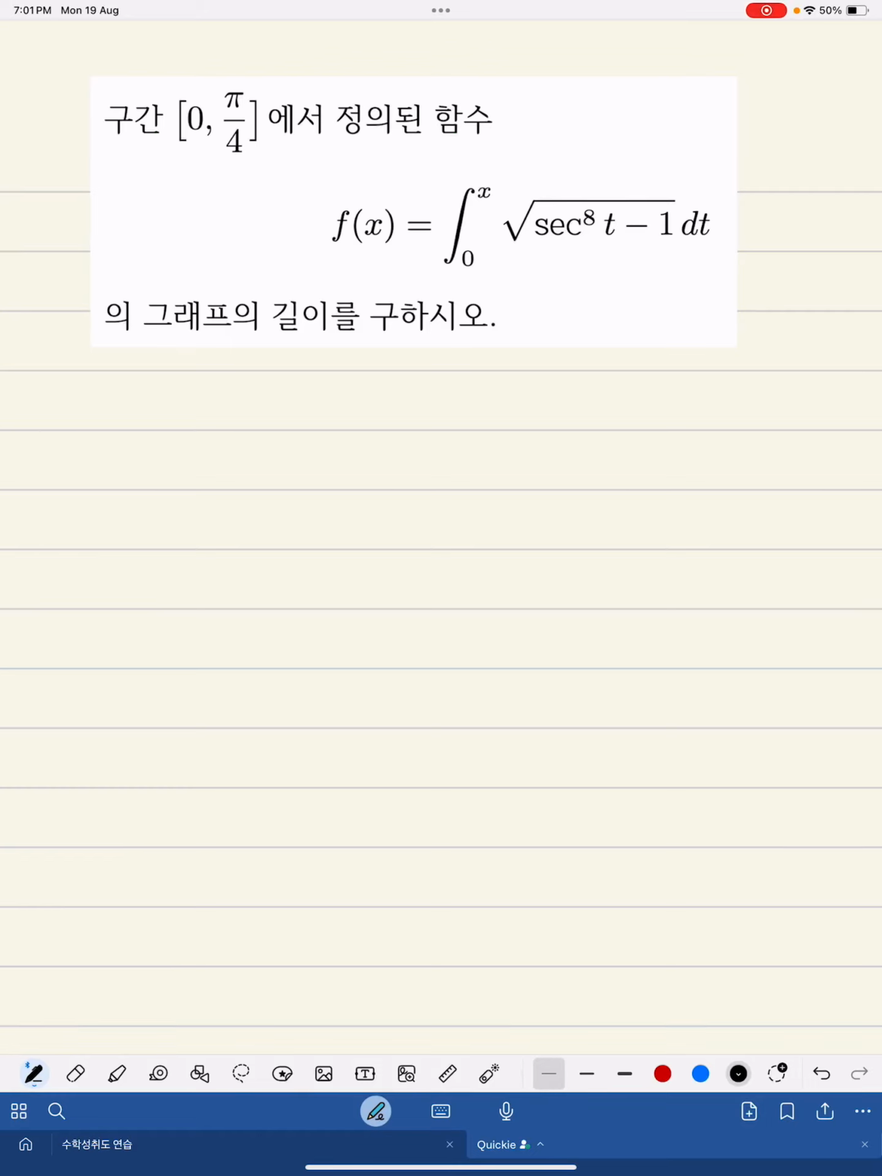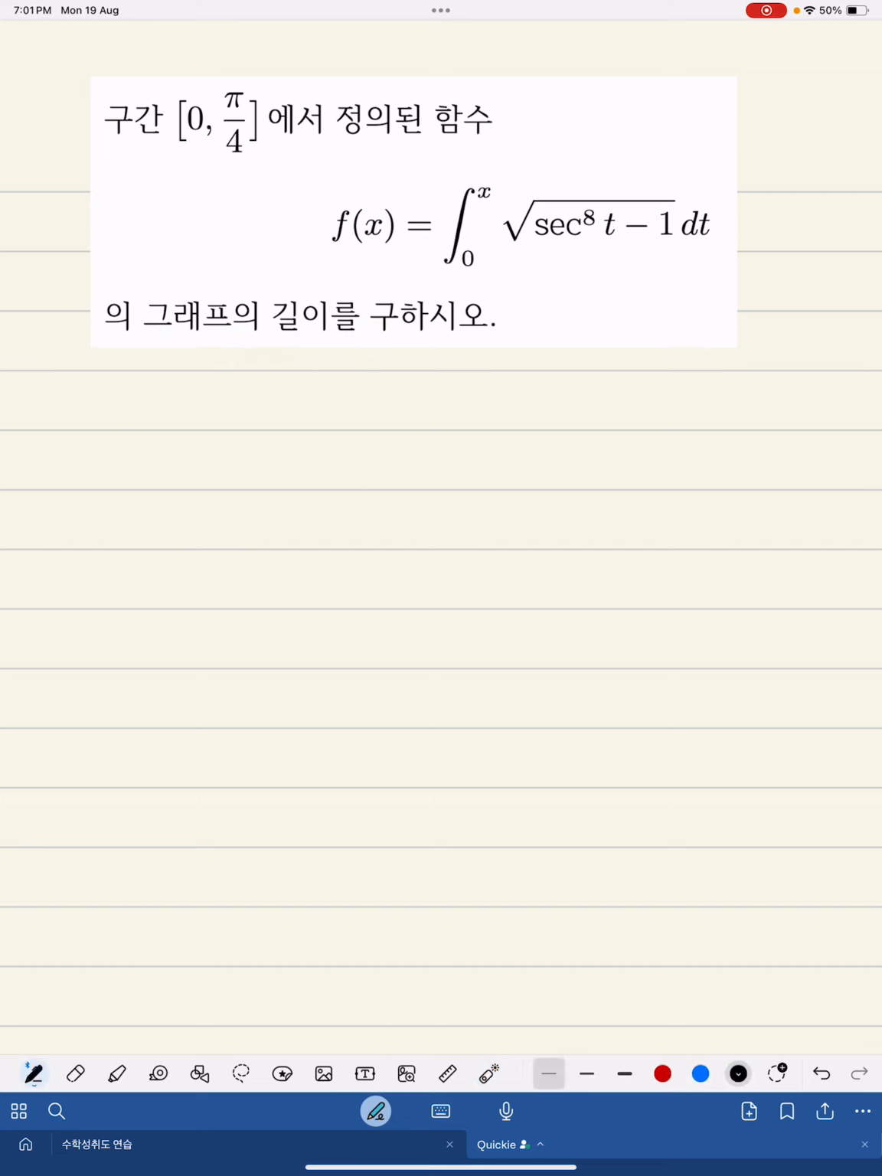This is part B, question 13 of Seoul National University's mathematics aptitude exam that was held on February 4th, 2024. And this states that, of the function that is defined as such, from the domain of 0 to pi over 4 inclusive, find the length of the graph itself.